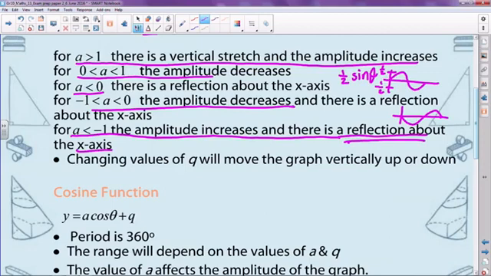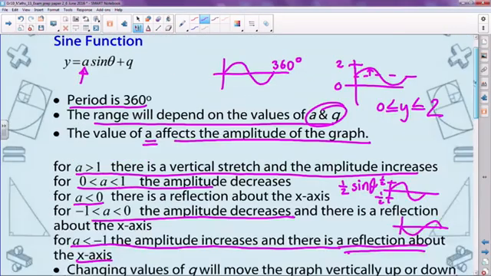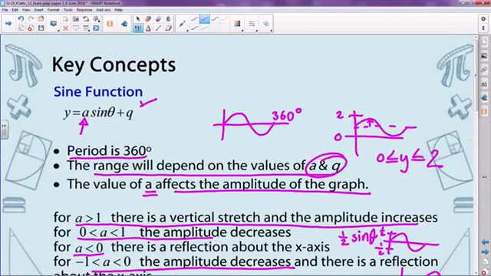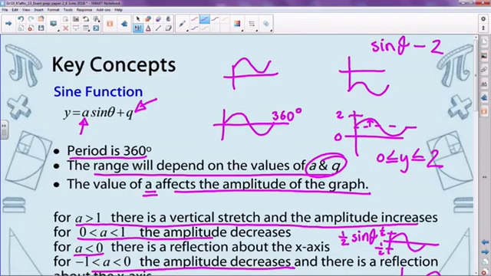Changing the values of Q will move the graph vertically up or down. Okay, so that means if we're going to add something to the sine function, it's going to move it up. But if we subtract, so we could say sine of theta minus 2, that means it's now going to be down there.